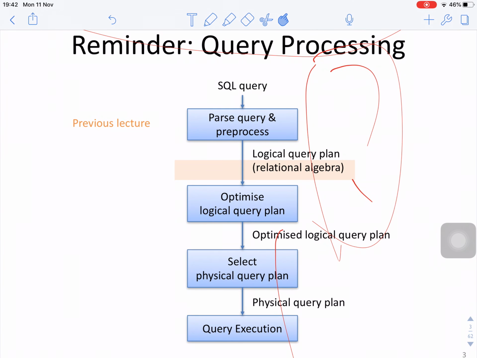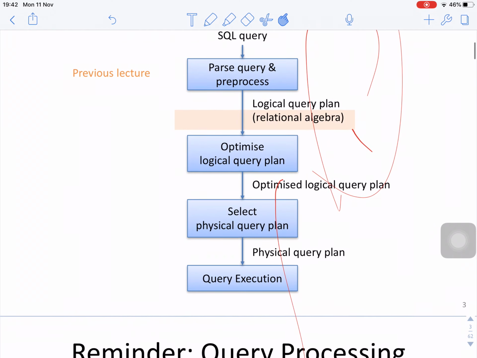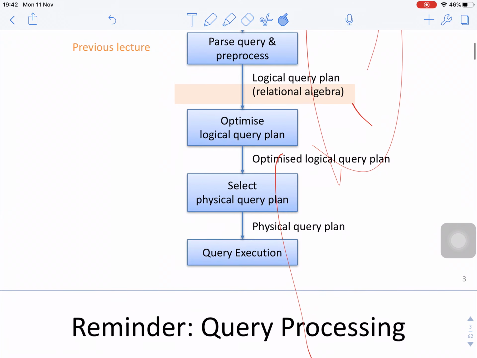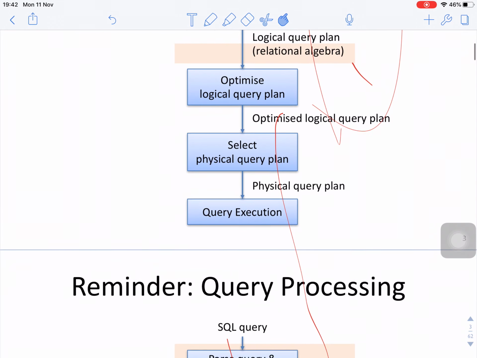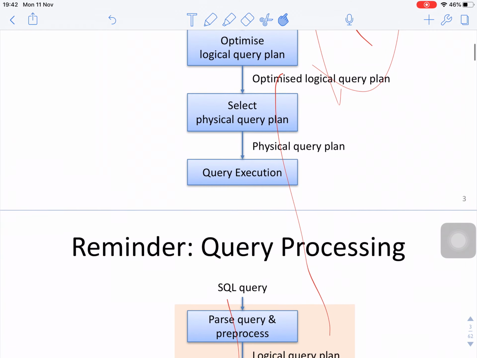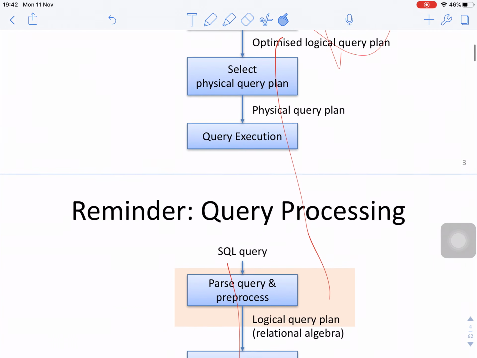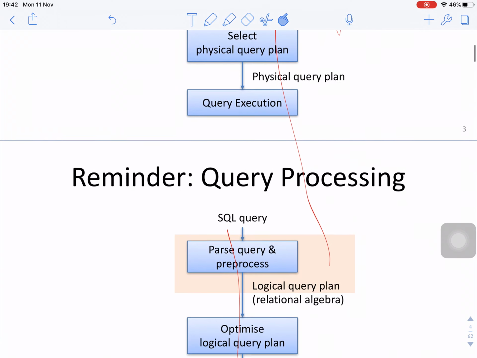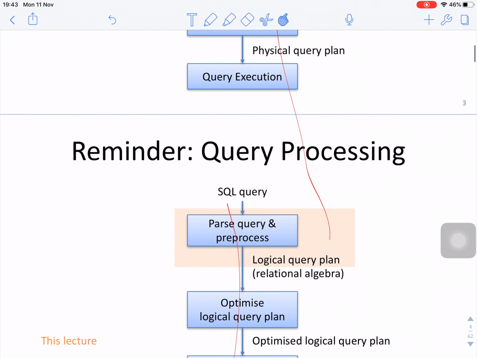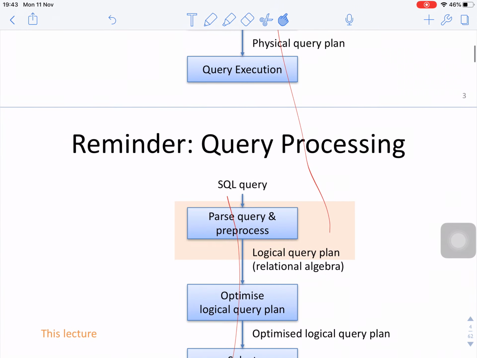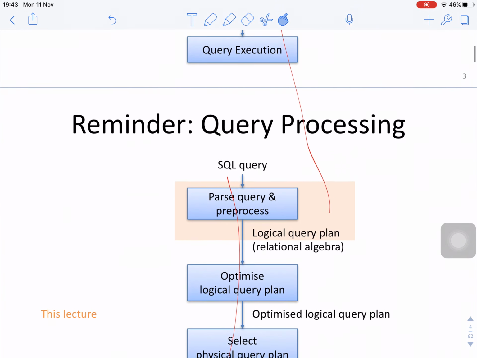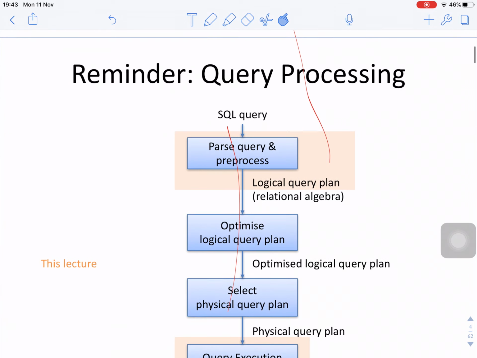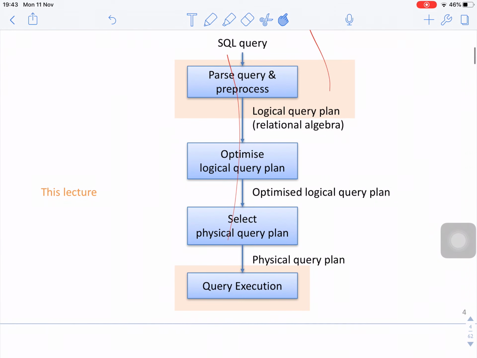Yeah. And we are going to talk about the query processing. With the initial SQL query, we can pass the query to the pre-processor and the logical query plan, and we can optimize the logical query plan. To the optimized logical query plan, we can select the physical query plan, and we can do the query execution.